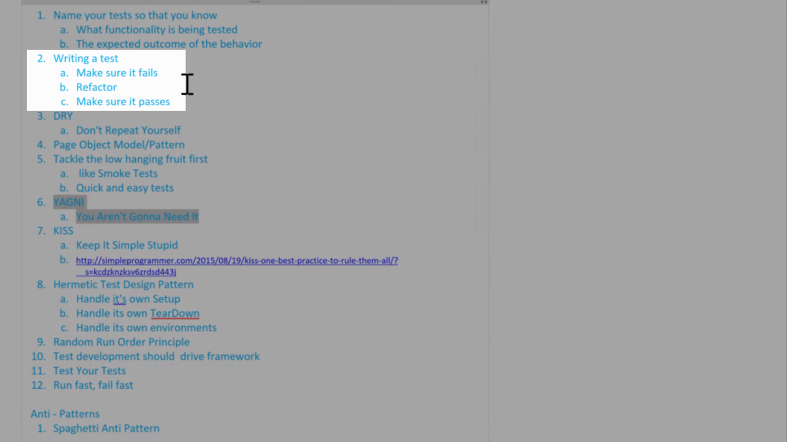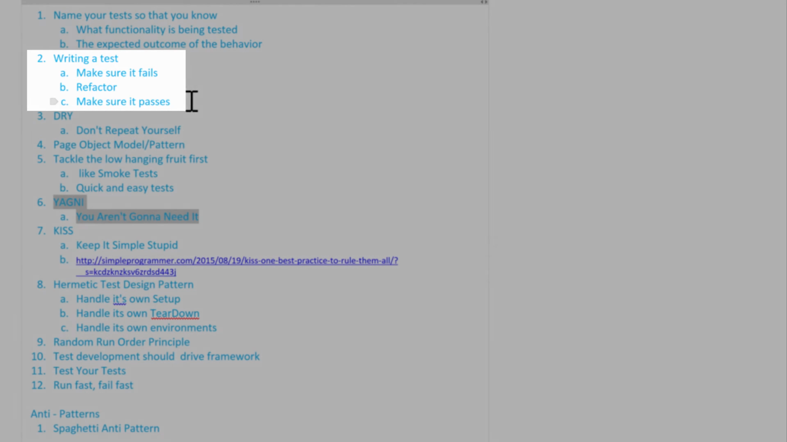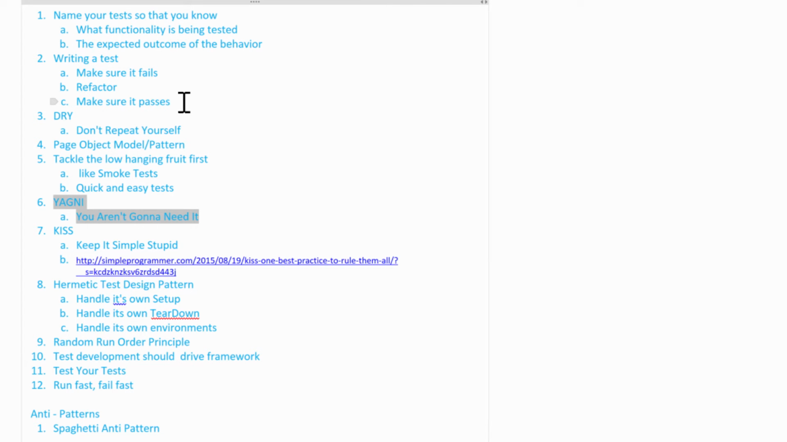When writing a test, you need to make sure that it fails, and then you refactor it, and then you make sure that it passes. So this is just a standard test-driven development principle where you not only make sure that your test fails, you also make sure that it passes. It's critical that you know that your test does both correctly, not that it just passes, right? If you don't know that it can fail, then your test is completely useless because it's not providing you any safety blanket.